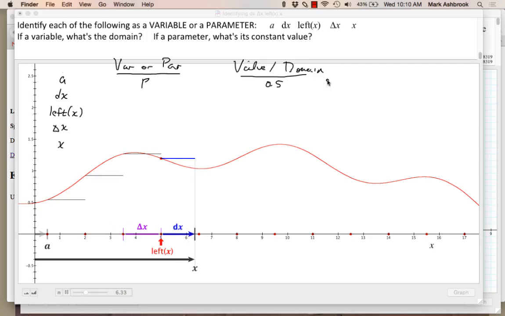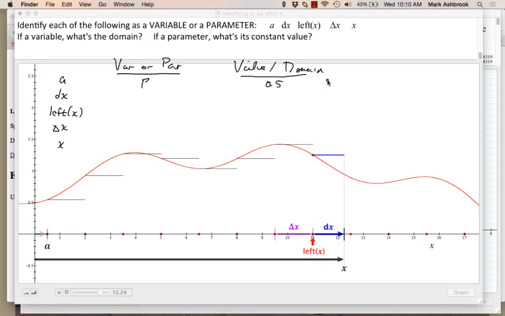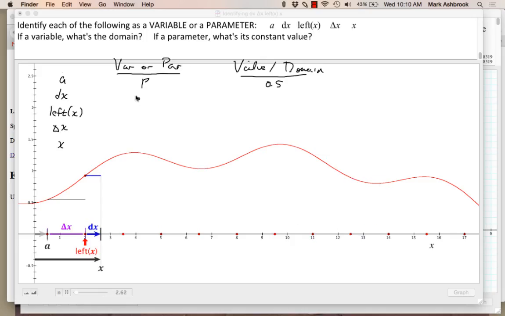Katya, how about dx? Variable or parameter? Parameter. So dx is a constant value. What do we think? This is the blue, so it's showing the blue quantity here. Yeah, it's changing, right? It's changing. And so what is its domain? Can you see from what to what it varies between?